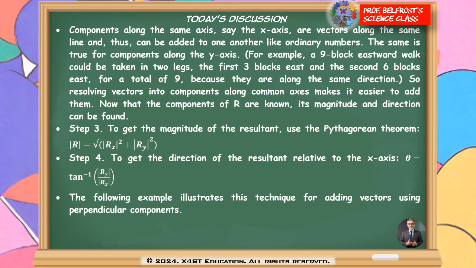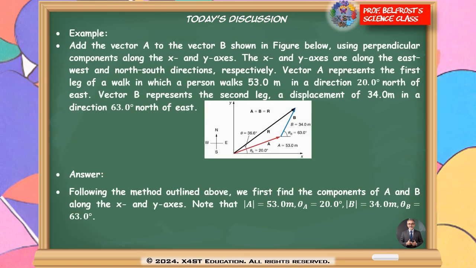Components along the same axis are vectors along the same line, and thus can be added to one another like ordinary numbers. Step three is to get the magnitude by utilizing the Pythagorean theorem, which is the square root of Rx squared plus Ry squared. Step four is to find the direction of the resultant, which is theta equals arctangent of Ry by Rx. The following example will illustrate the tactics by utilizing vector addition along the perpendicular axes.